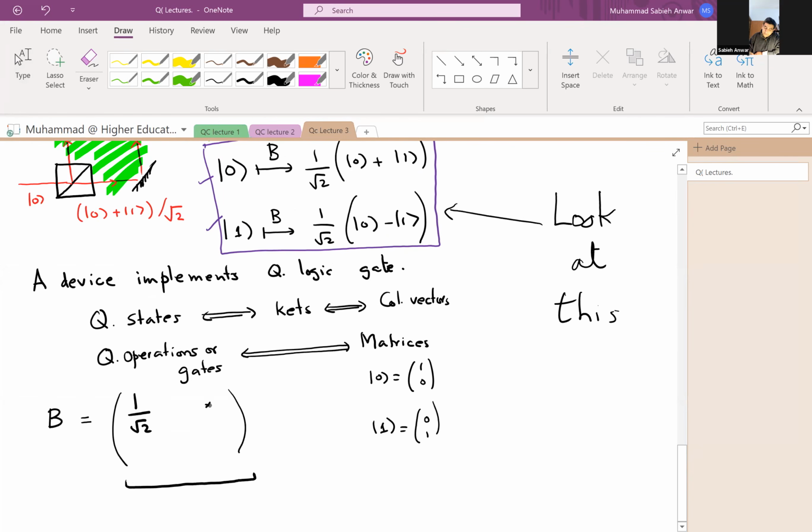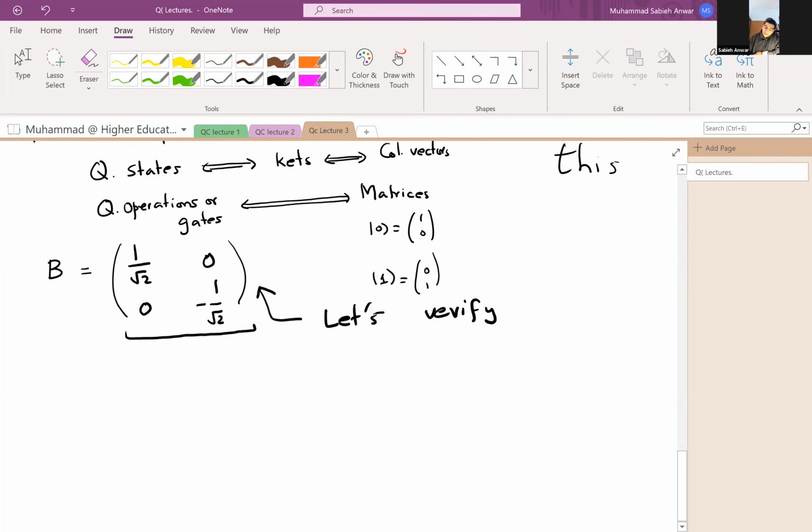Over here, top right? 0. What should I write here? 0. Minus here? 1 over root 2. Let's see if this makes sense. Let's verify this.